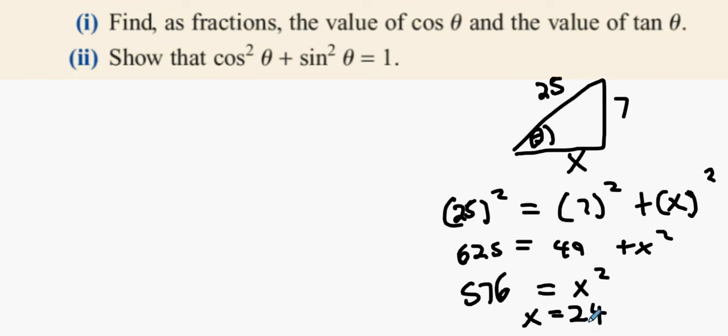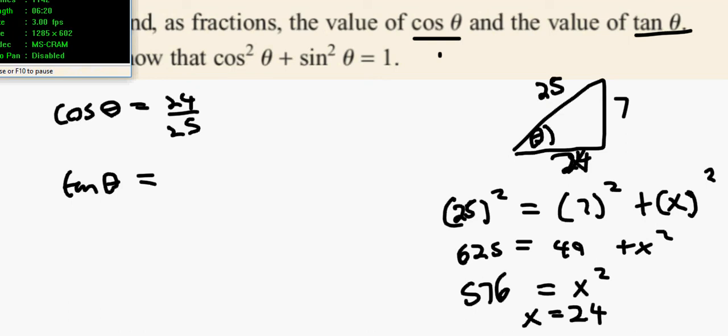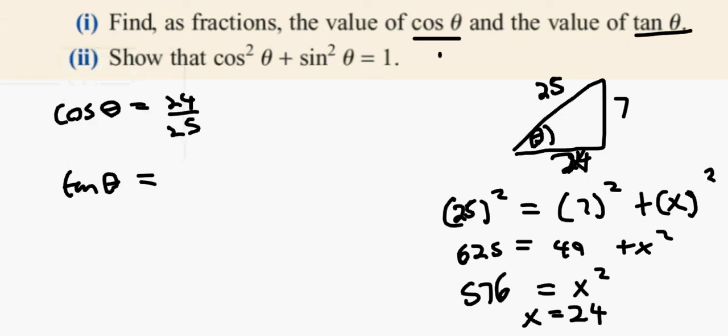So, what does that mean about cos theta and tan theta? If that's 24, what can we say cos theta is? 24 over 25. Yes. What can we say tan theta is? 7 over 24. The opposite is 7, the adjacent is 24.